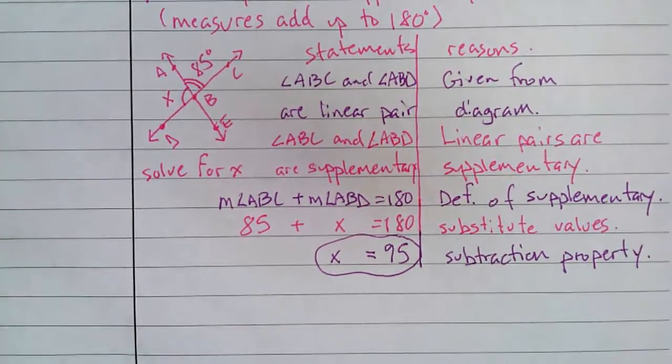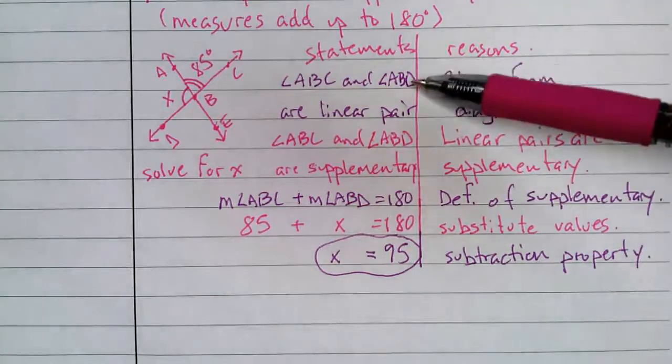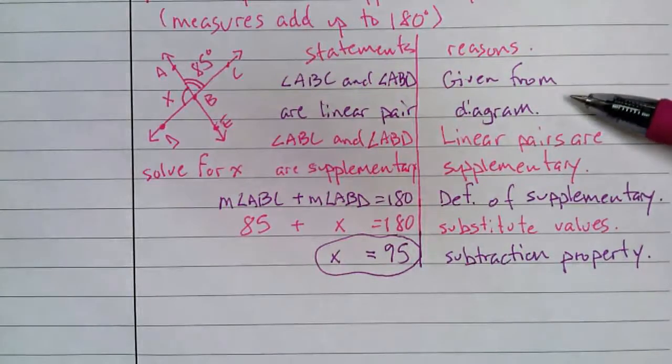Now again, if you were just doing this problem straight through, you would never go to all this bother. The reason we've gone through it this way is because we're setting up a bit of a proof, and we are going to be doing some proofs this semester to help prep you. So this is just a little bit of a proof. Again, we start out with a statement given to us from the diagram that the two angles are a linear pair. You can see that because together they form a straight line.